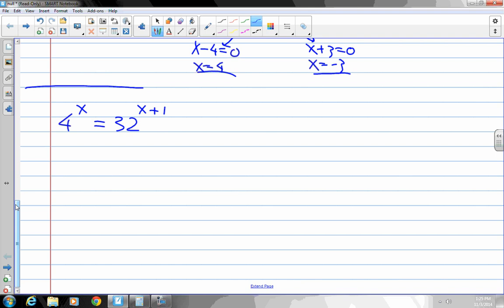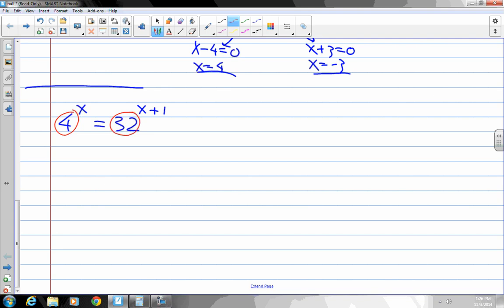Different bases, right? So I cannot just set the exponents equal to each other, but there is a way to tweak each base, 4 and 32, so they are the same. Can I find the common base for 4 and 32? Meaning something to a power equals 4, something to a power equals 32, where some things are the same. Which base would I go for?